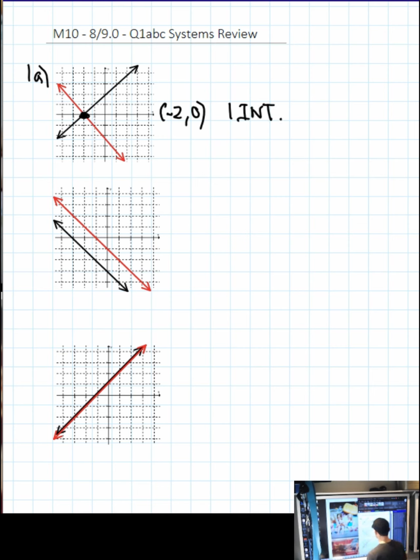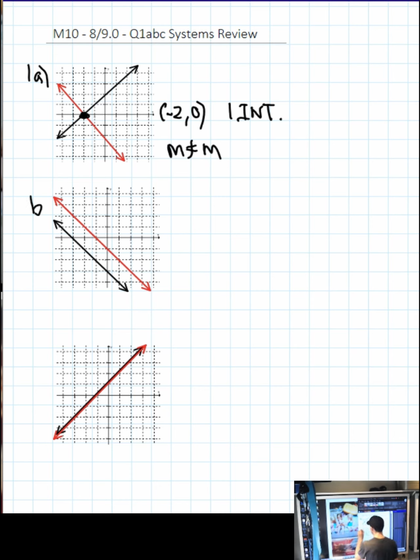So one intersection. If the slopes aren't the same, if the slope m of one is not equal to the slope of another, we're always going to have one intersection no matter what. By geometry, if two lines do not have the same slope in a two-dimensional plane, at some point they will always intersect.